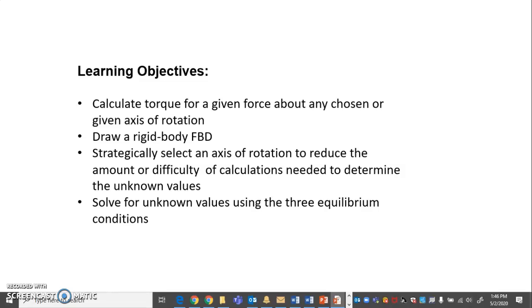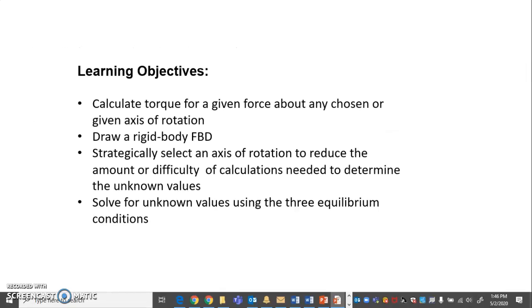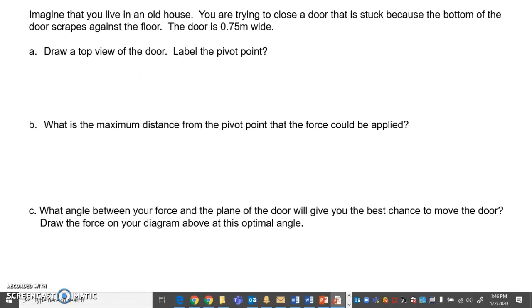We're going to learn how to strategically select an axis of rotation so that we can make the calculations easier and still be able to find the unknown values. And then we're going to solve for unknown values using the three equilibrium conditions, which is sum of forces in the x direction equals 0, sum of forces in the y direction equals 0, and the summation of torque equals 0. All right, and I guess while talking about learning objectives, we are not going to do anything where the rotation is not in equilibrium, which is found in Chapter 10 in this set of slides and videos here.